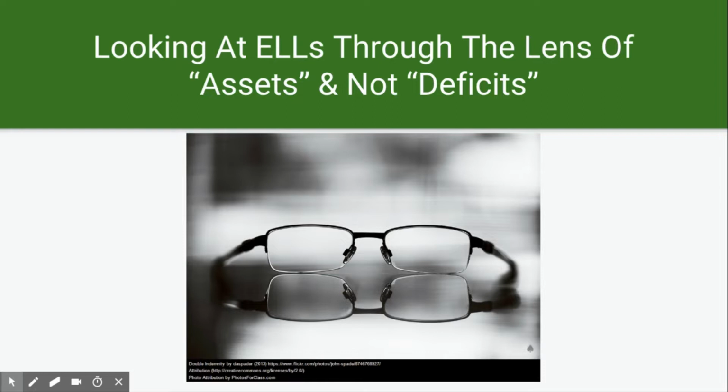Before we get to those points, though, I'd like to point out two key things that undergird my kind of instruction to ELLs. One, it's critical to look at ELLs through the lens of assets and not deficits. Our ELLs are as smart as any other student in our class. They just don't have the English proficiency. They have many, many assets.